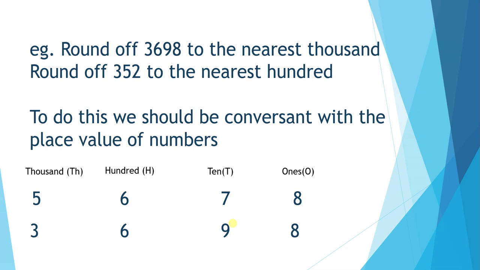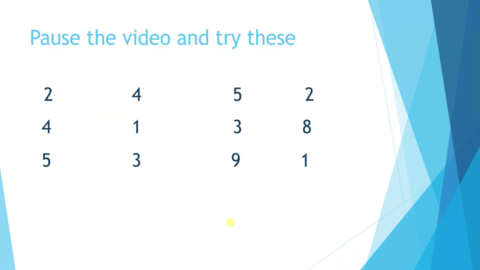To do this, we would have to be conversant with the place value of numbers. You need to know what place values of numbers are before you can do this. So you have 5,678. So the place values, you start with 1,000, 100, 10, and 1. Just label them, starting from ones, 10, 100, and 1,000, just starting from your right. And if you're able to do this, then you can round off numbers to the nearest 1,000 or to the nearest 100.